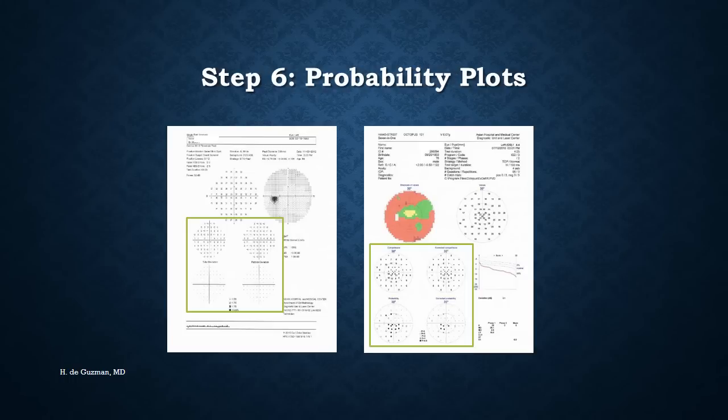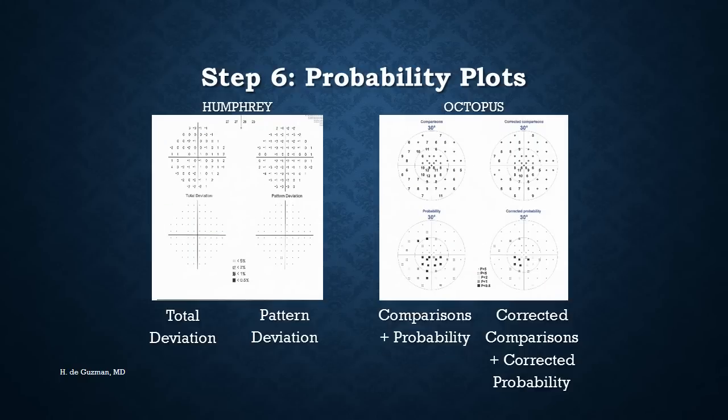Now this is really the meat of the results, the probability plots. This is where you can find them. These are the probability plots of the Humphrey and Octopus. They have different names, but they're just the same. The total deviation of the Humphrey is just the same as the comparisons and probability plots of the Octopus, and the pattern deviation of the Humphrey is just the same as the corrected comparisons and corrected probability of the Octopus.